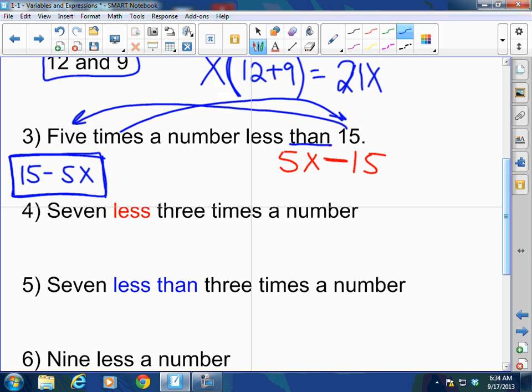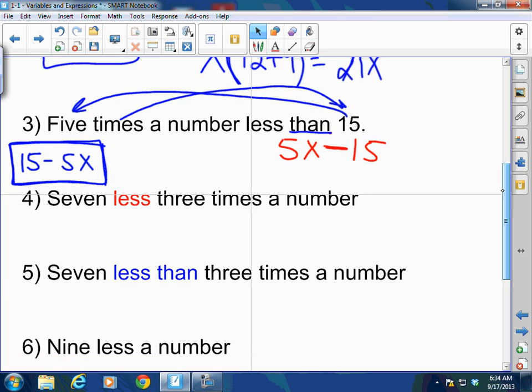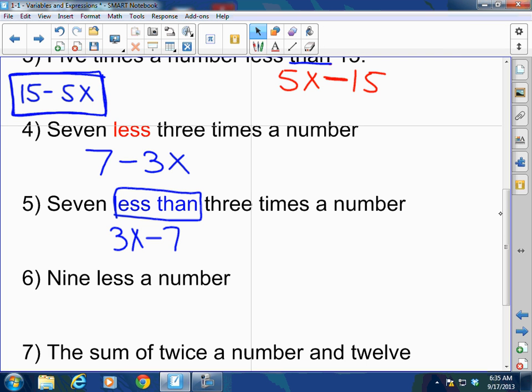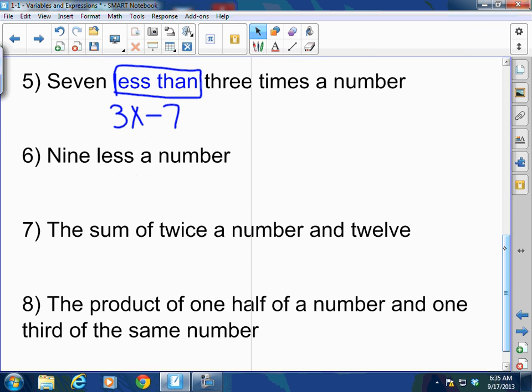Switch. Okay, number 4. 7 less 3 times a number. It's just less, so that's straight up 7 minus 3 times a number. 7 less than 3 times a number. Less than, switch. 7 less than 3 times a number is 3 times a number minus 7. 9 less a number. 9 minus a number. Less is just straight up subtraction.